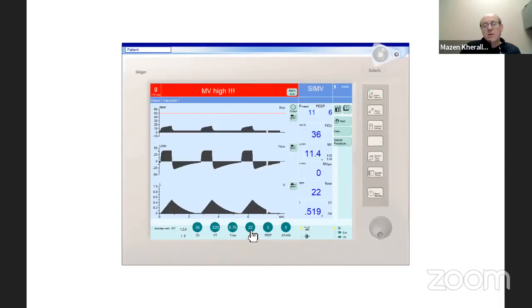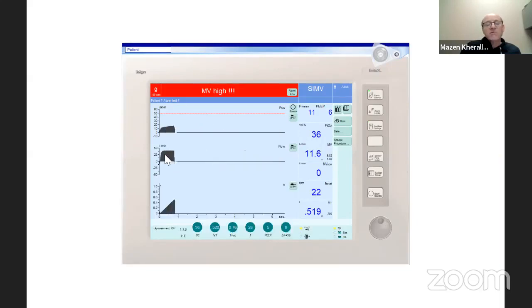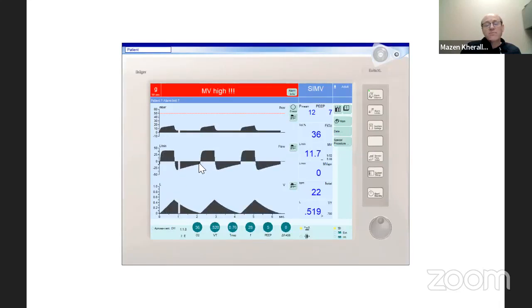Okay. So let me increase the rate further. And take a look at the flow. Look at the flow. This is the peak flow. Look at the slope, but we have dynamic hyperinflation. Okay. So this is in a patient because you set the rate very high, just 28. You did not allow enough expiratory time for normal physiology, for normal time constant. You just set it on the ventilator faster than the normal time constant for the patient.